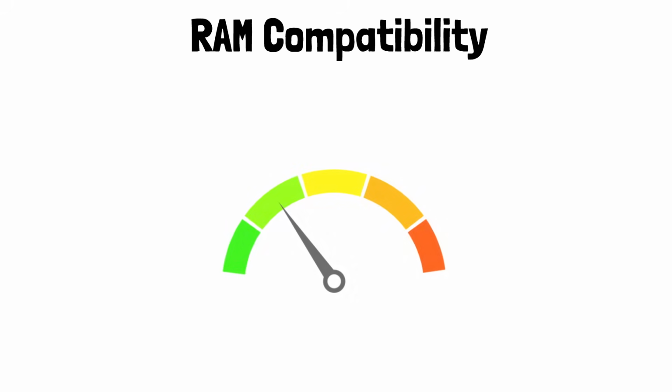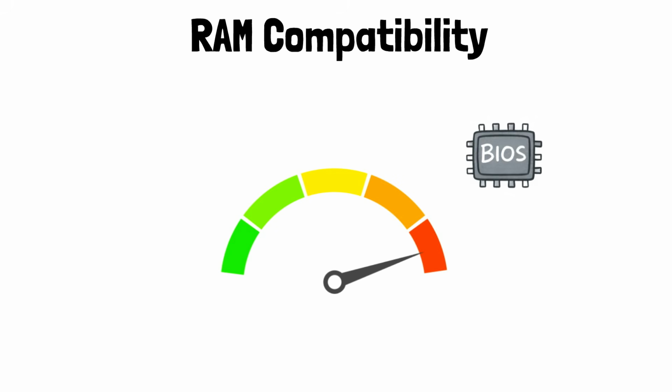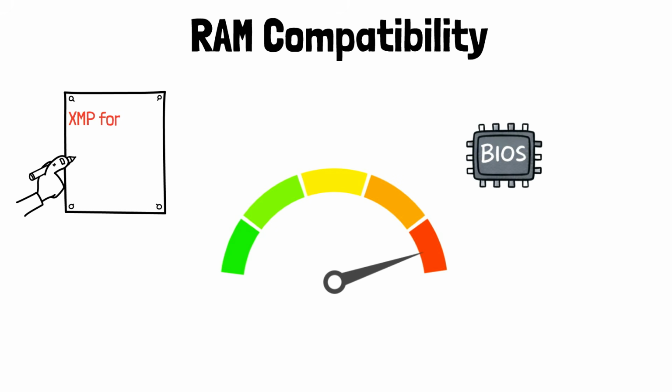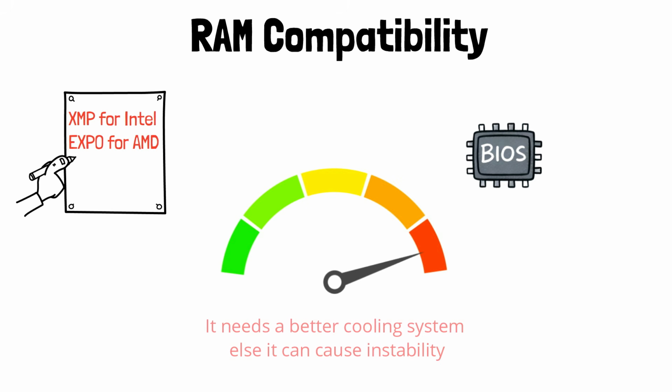By default, RAM often runs at a lower speed than advertised. To enable full speed, you must turn on a memory profile in BIOS. XMP for Intel systems, EXPO for AMD systems. These profiles allow RAM to run safely at its rated MT per second speed.